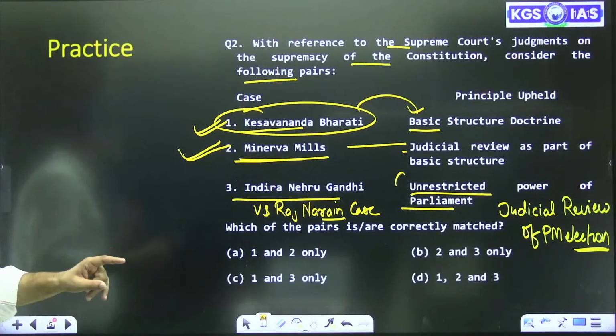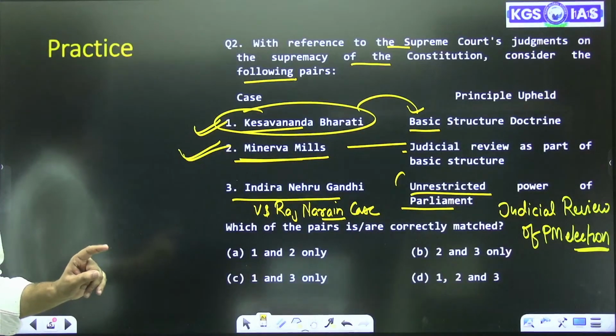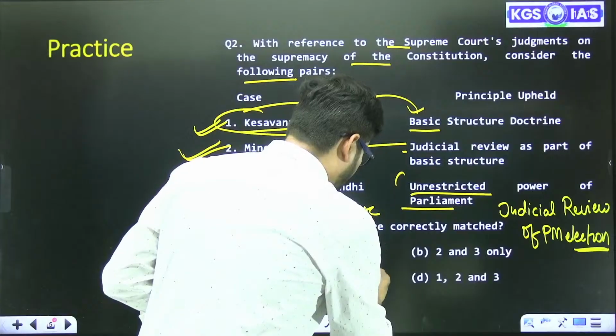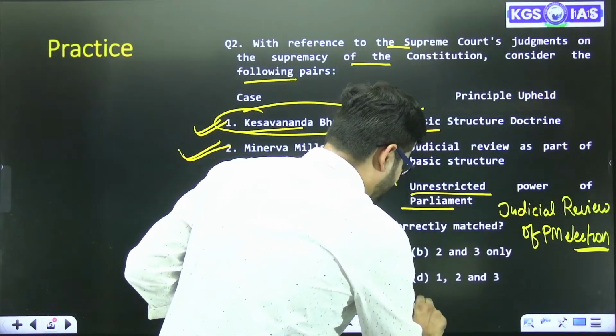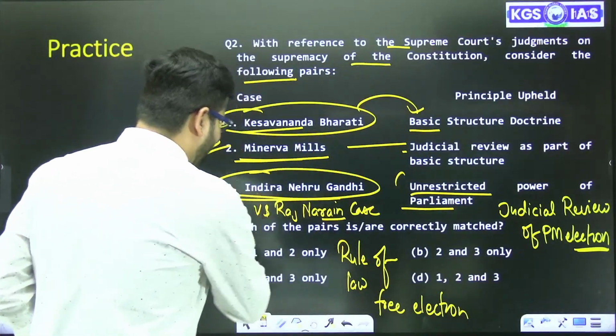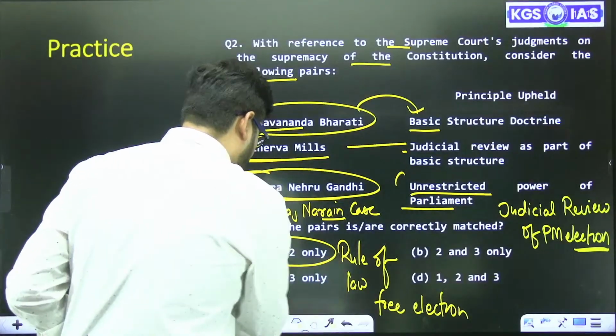Okay. And it said rule of law and free elections. So it also emphasized rule of law and free election. So that is one thing which we see in case of Indira Nehru Gandhi versus Raj Narayan case. So here it is incorrect. The answer is 1 and 2 only.